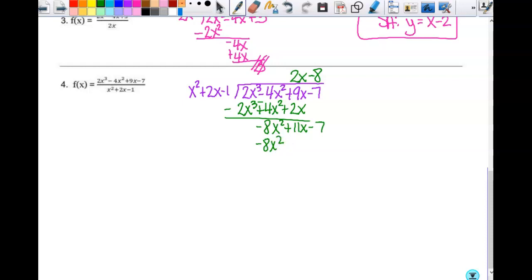Okay, it is time to go. So in the end, when that's done, I'll get some sort of remainder. My slant asymptote is y equals 2x minus 8. Do y'all agree with that? Did y'all get farther than I did? Okay. That's what you should get if you want to finish it.